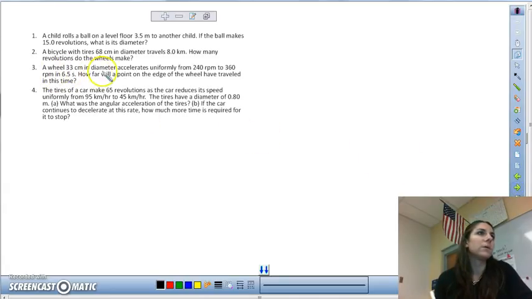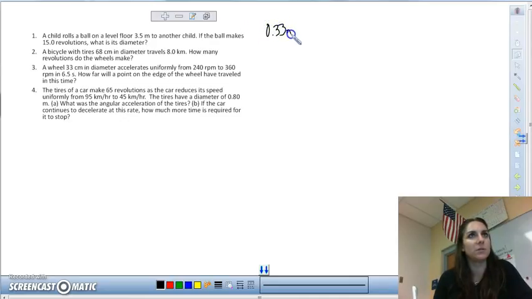A wheel accelerates uniformly from this to that in that time. How far did the point on the wheel travel during that time? So let's see. We have a wheel diameter once again as 0.33 meters. Then we have an acceleration between RPMs. So why don't we get those?